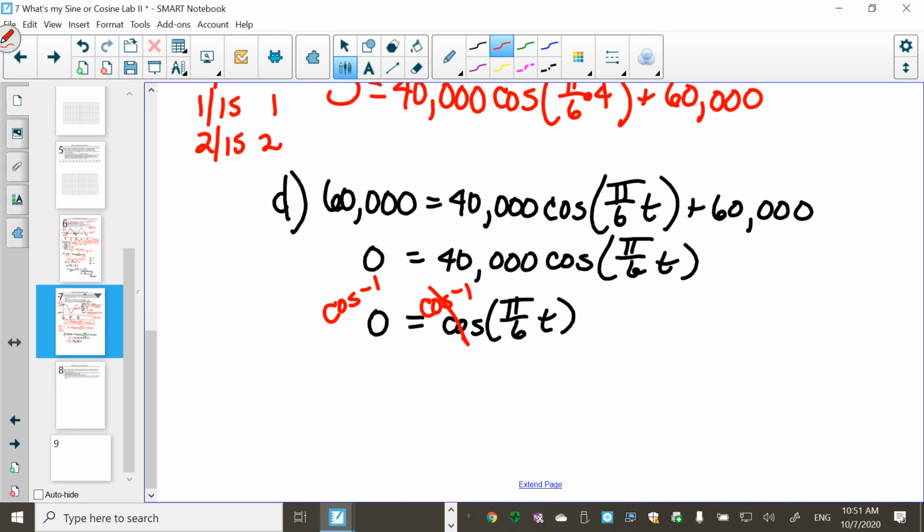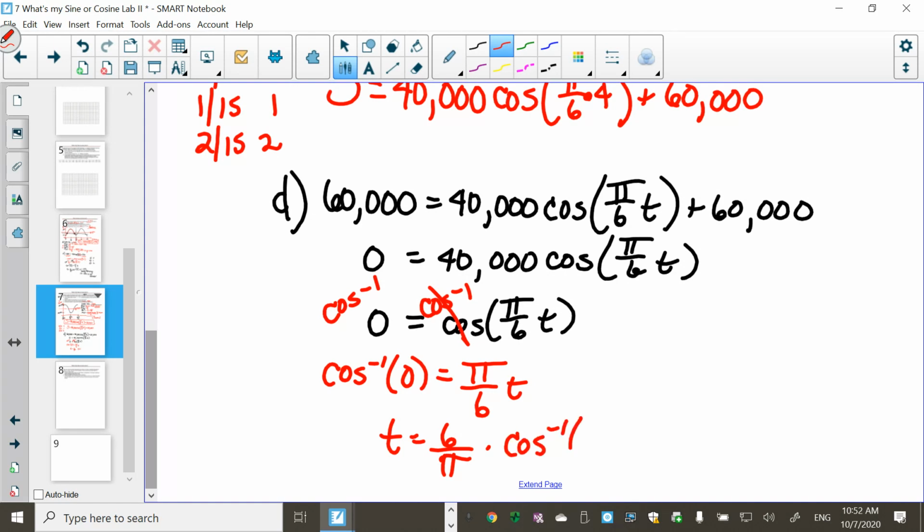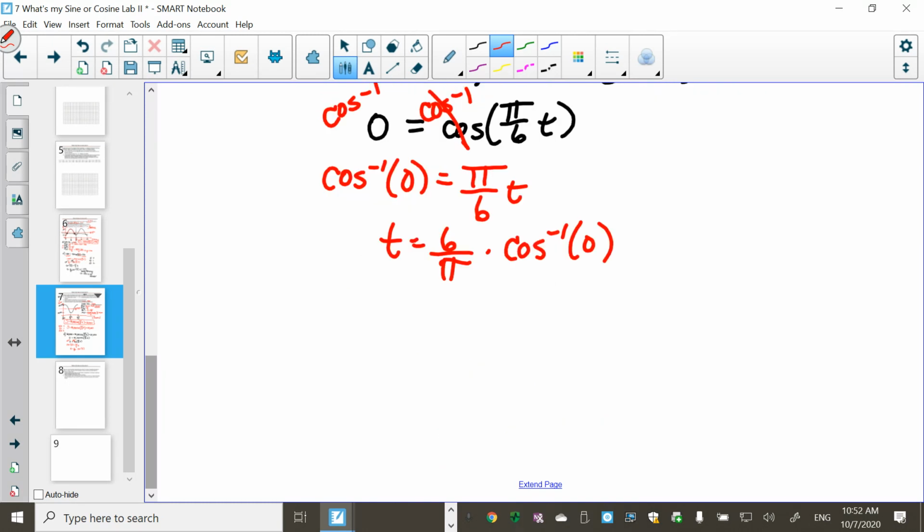So the inverse cosine of 0 equals pi over 6 times t. So t is going to equal 6 over pi times the inverse cosine of 0. All of you should know what the inverse cosine of 0 is, so you can plug that in your calculator. When you do this, t is 3.